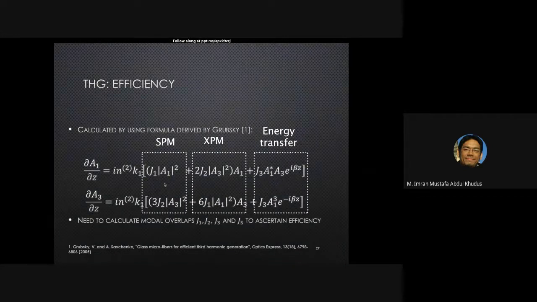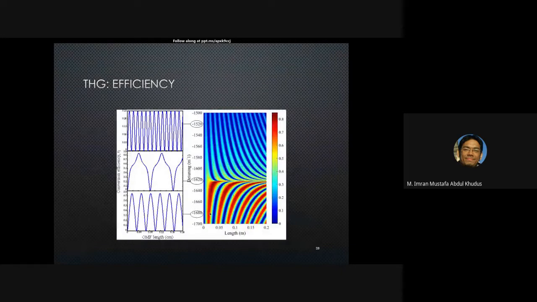The J's are just modal overlaps, as it were. Not really that important. Actually, quite important for efficiency. And this final bit should be delta beta. This is the phase matching condition, right? So you can calculate this and get nice graphs like this, and you can say, well, in theory you can get more than 80% conversion and stuff like this.